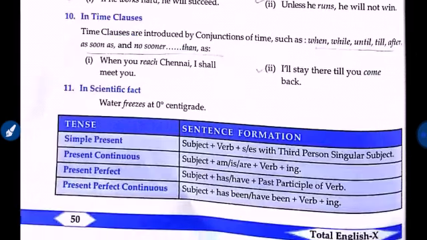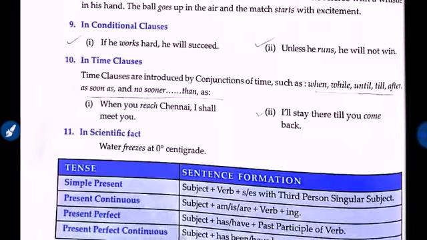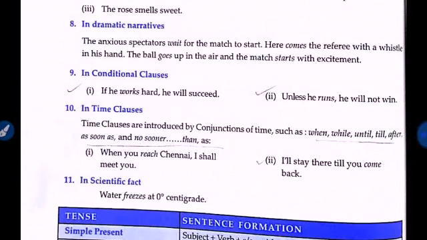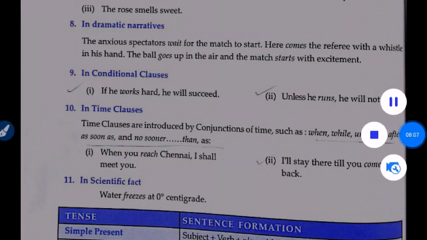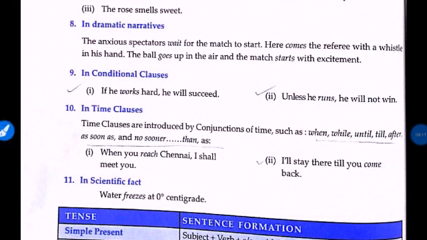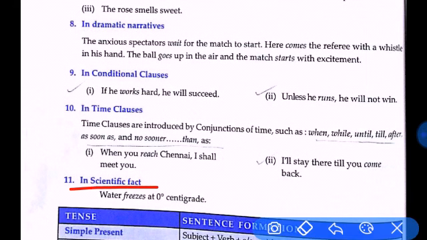Now let's see the 11th one. The 11th one is a scientific fact. When something is a scientific fact, that means something that is scientifically proven, it will always be said in the simple present tense.